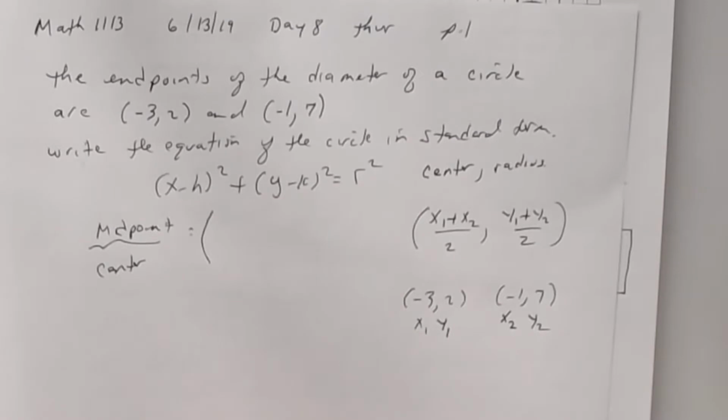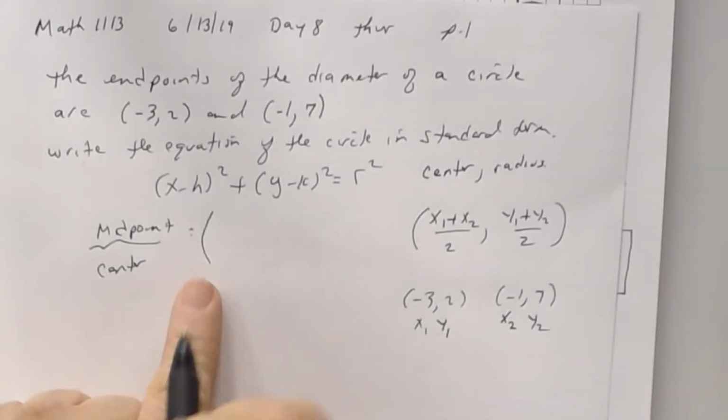Now, as you were working on those worksheets today, before class, some of you, when you wrote your center, forgot to put it in parentheses. So don't just say 5, 2. You've got to say parentheses 5, comma 2, because it's a point. Remember, you write a point with parentheses.